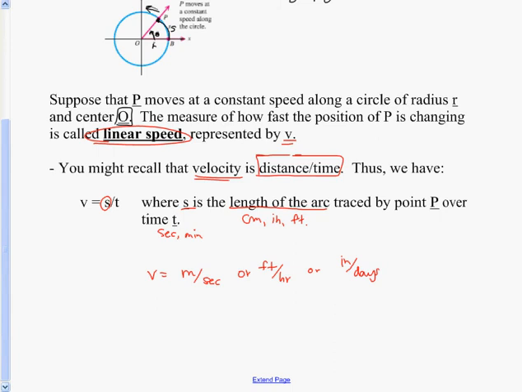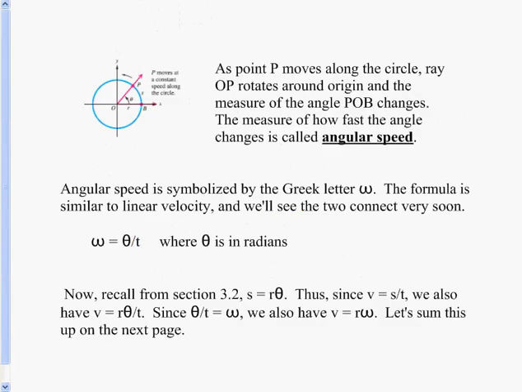As that point P moves along the circle, the ray OP obviously rotates around the origin, and the measure of this angle, POB, is going to change. The measure of how fast the angle changes is known as angular speed. Angular speed is symbolized by the Greek letter omega. The formula is similar to linear velocity, and we'll see these two connect very shortly. The formula for omega, or angular speed, is theta over time.